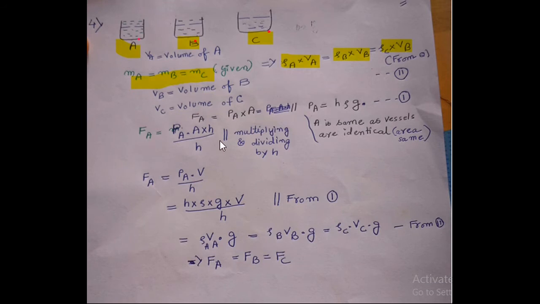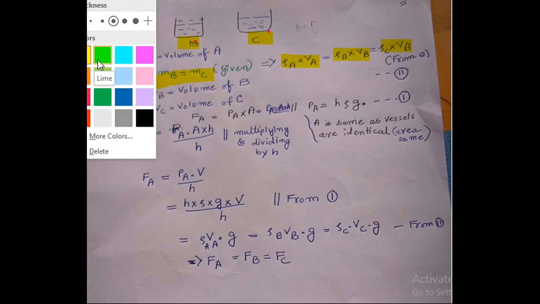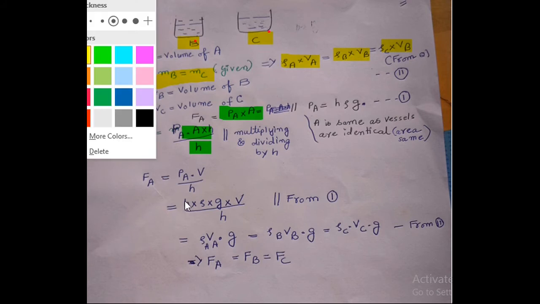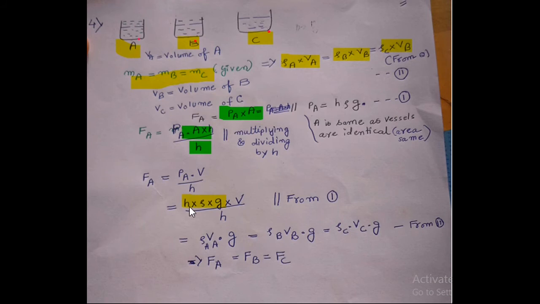Force is equal to pressure times area, isn't it? So in this equation, if I multiply numerator and denominator by H, as shown here, what we get is pressure times volume divided by H. Now what is pressure? Pressure is H rho G. Now here H and H will cancel each other.